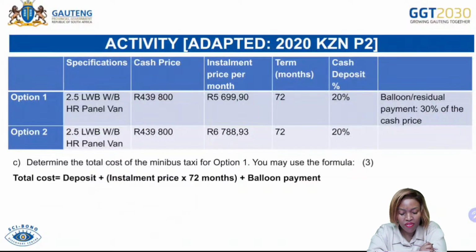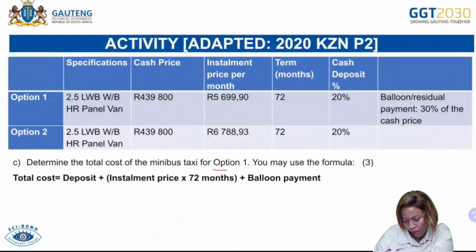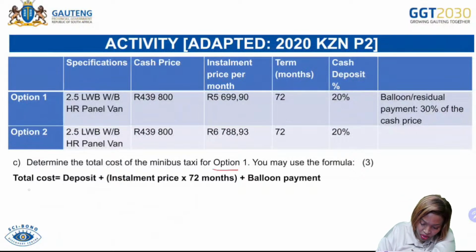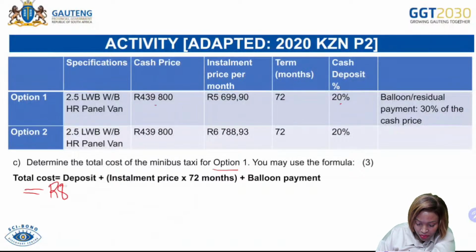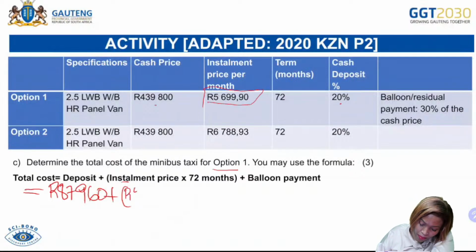C, determine the total cost of the minibus taxi for option number 1, and you may use the formula. Total cost is the deposit. Remember, we already calculated the deposit. How much was the deposit? It was 87,000, which was 20% of this. I wrote it down: 87,960 plus the installment. What was the installment? It is 5,699.